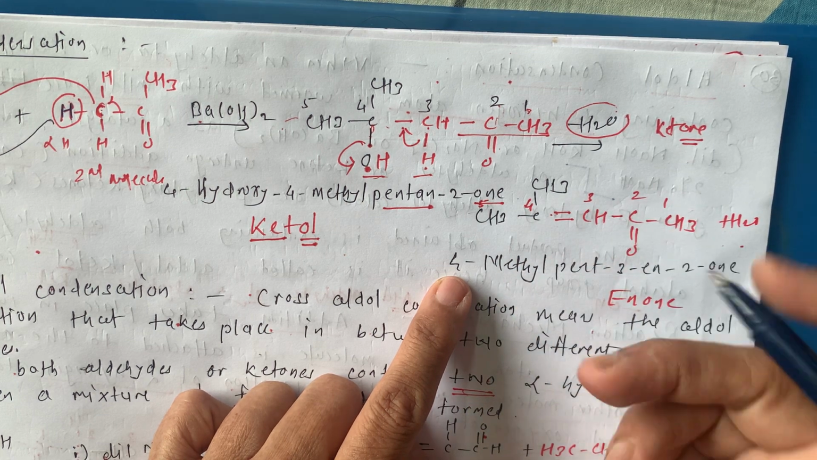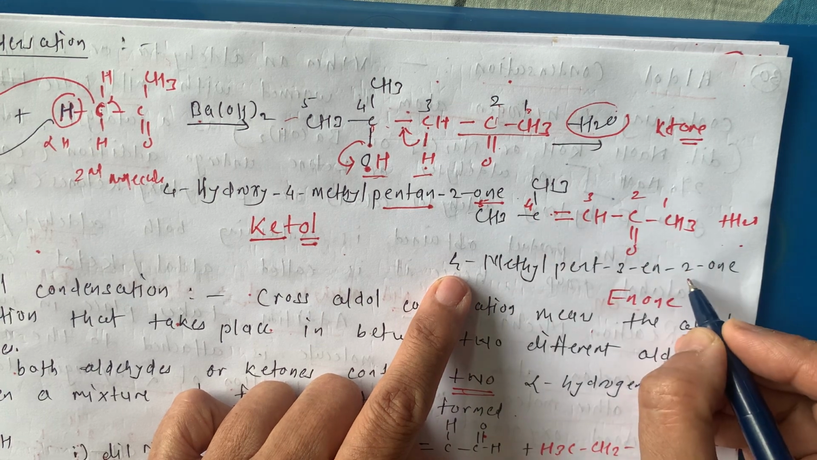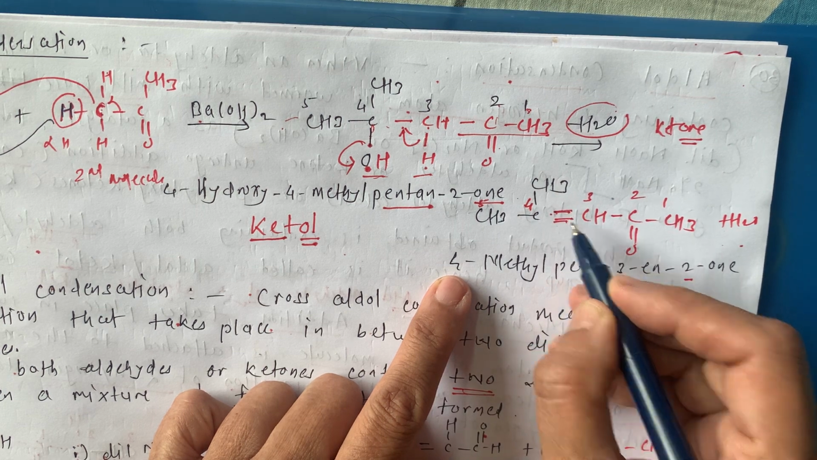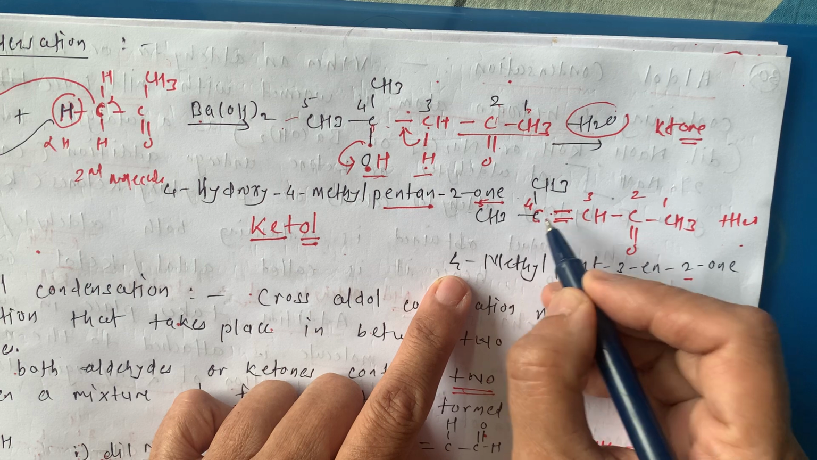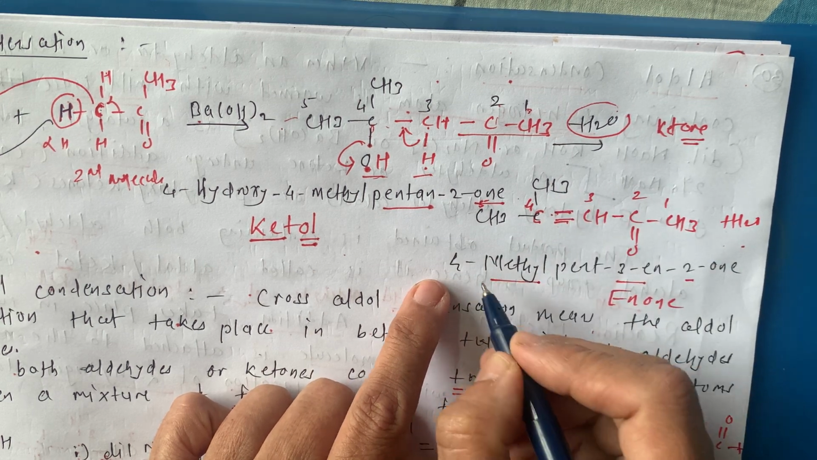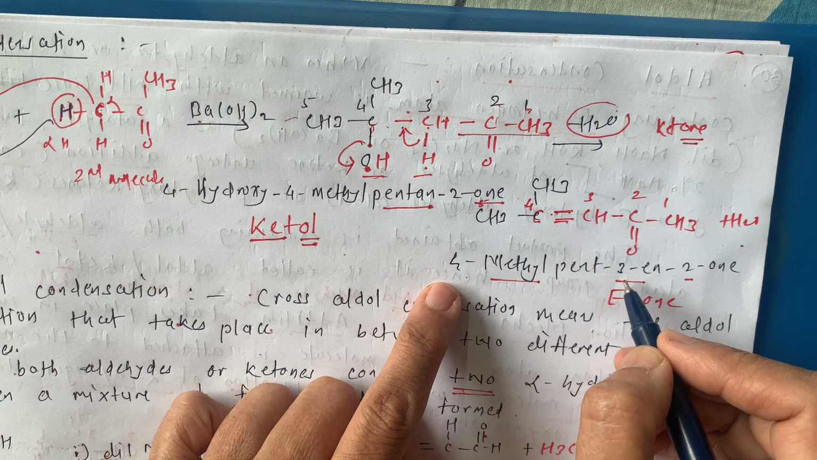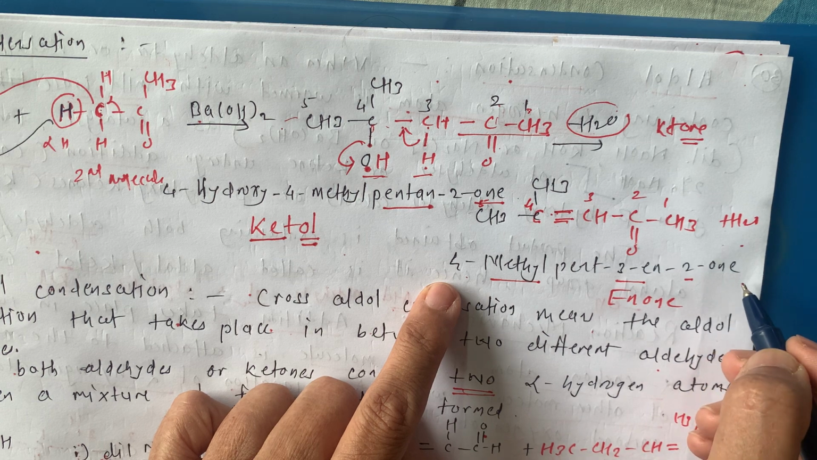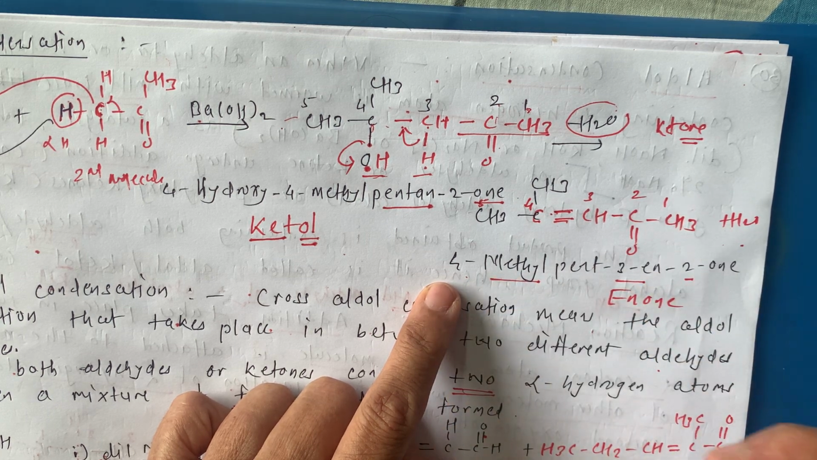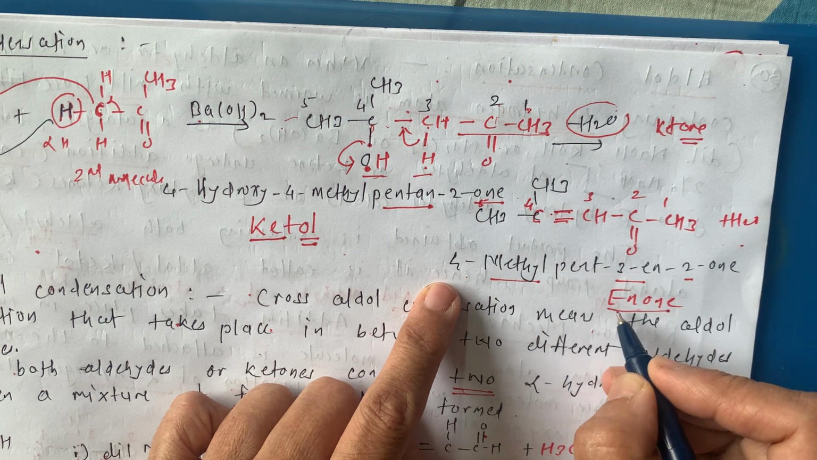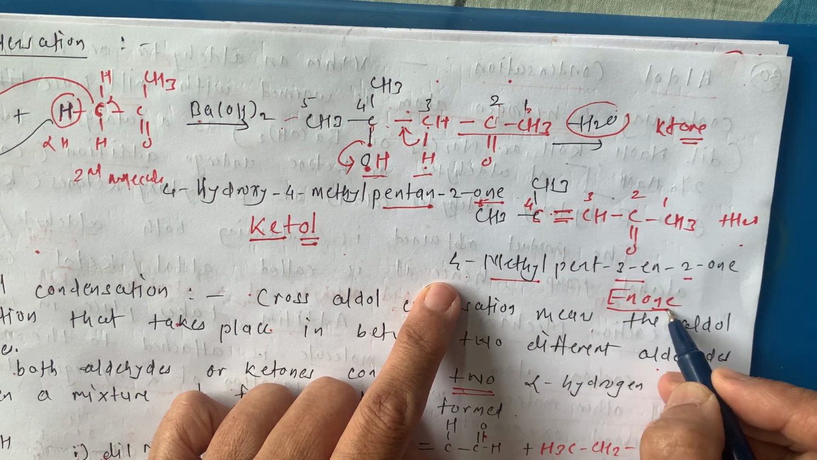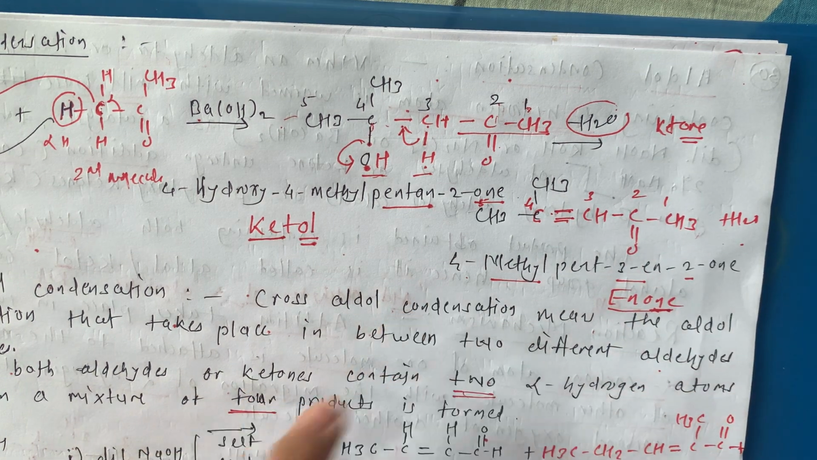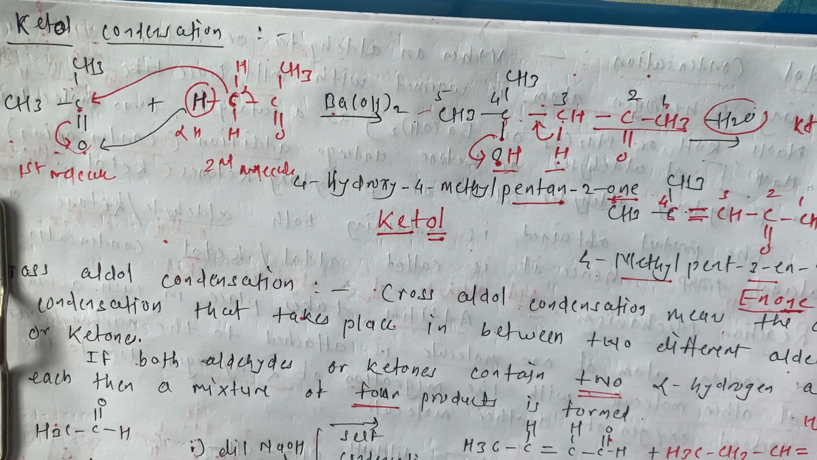Here we number like 1, 2, 3, 4, 5. On number 2 there is a carbonyl group, so this is 2-ONE. Then on the third carbon there is the double bond, so this is 3-EN. And on the fourth carbon there is a substitution of the methyl group. So this is 4-methylpent-3-en-2-one. This is the IUPAC name of this enone product. EN stands for double bond, ONE stands for ketonic functional group, enone.